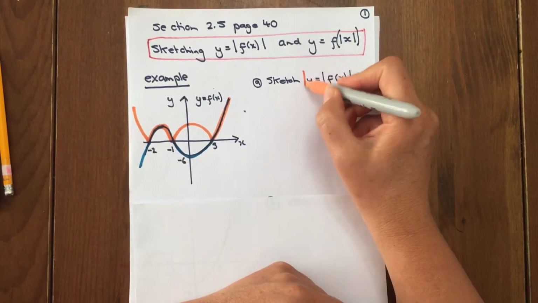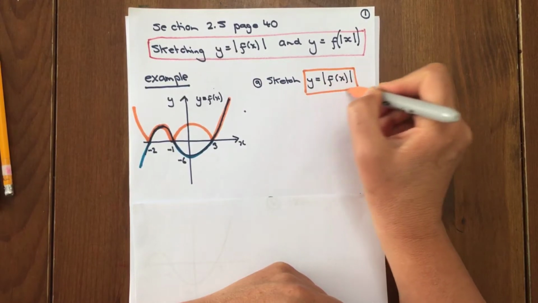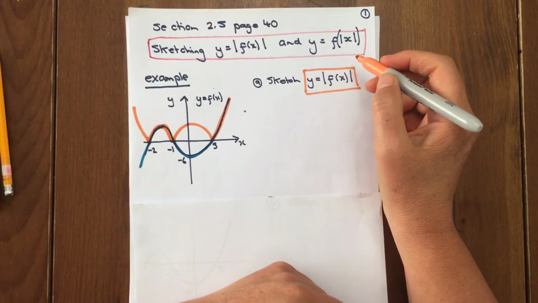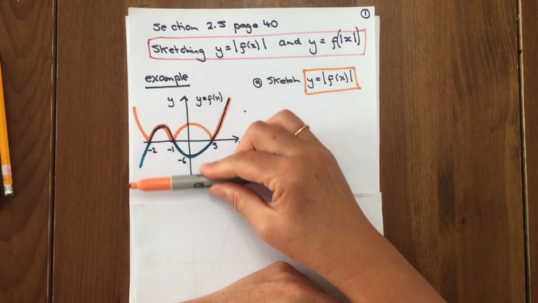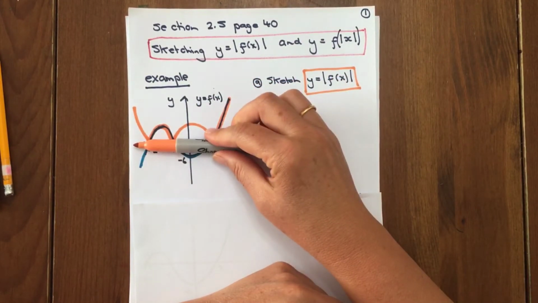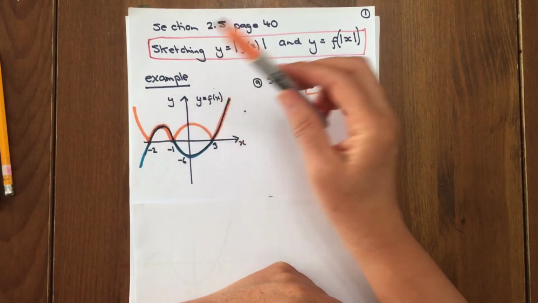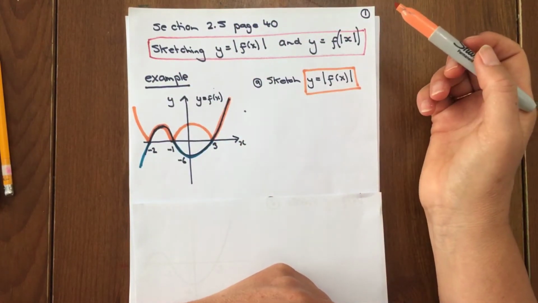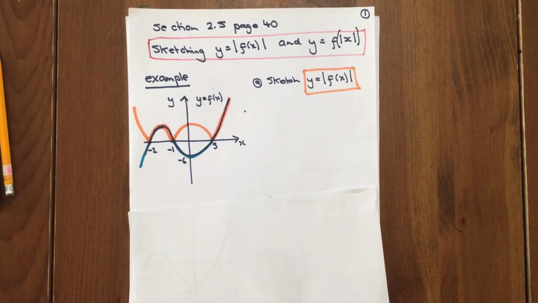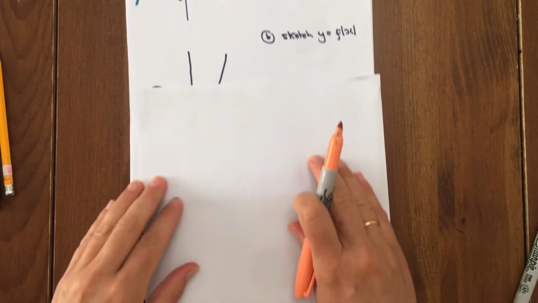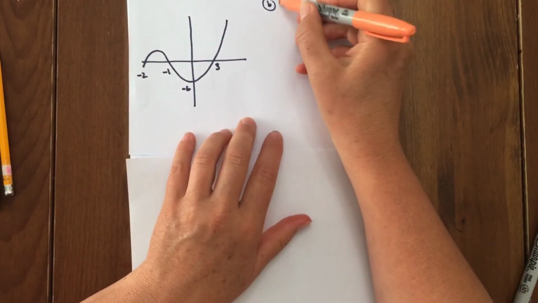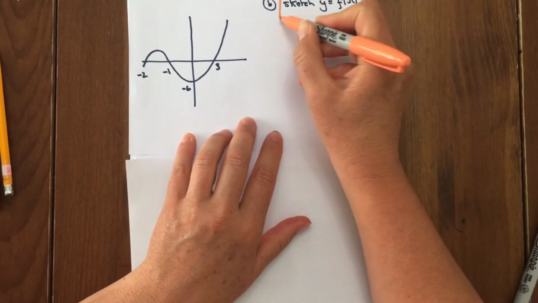Okay, so the key to sketching the modulus of the whole of f of x is everything beneath the x-axis is reflected about the x-axis. So my whole graph is positive. Right, now how does that change if I'm asked to sketch this? Okay. Now, a subtle difference here.